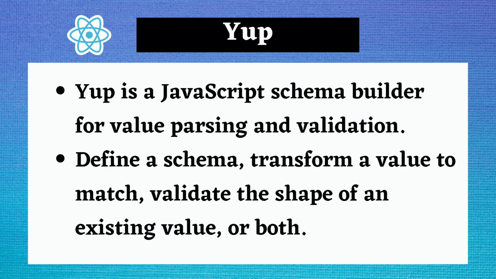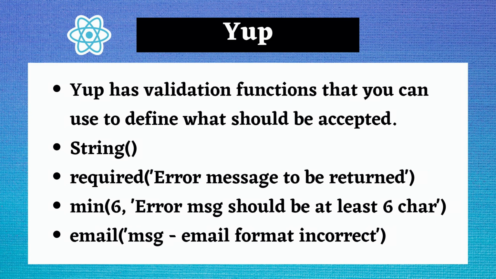Yup is a JavaScript schema builder for value parsing and validation. So you define the schema, you transform a value to match the schema, and then you validate the shape. It has validation functions that you can use to define what should be accepted, such as a string. You can also add other criteria such as required, and then pass in the error message that should be returned. You can state the minimum or maximum characters that you will accept and pass in the error message that will be returned if that criteria is not met. You can also validate that the value passed in matches an email format.